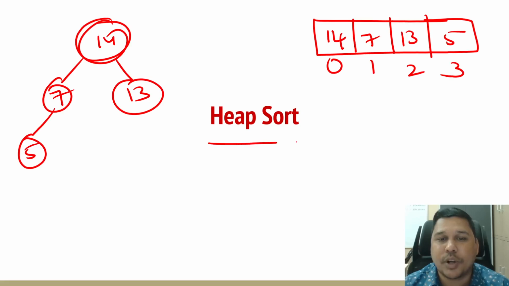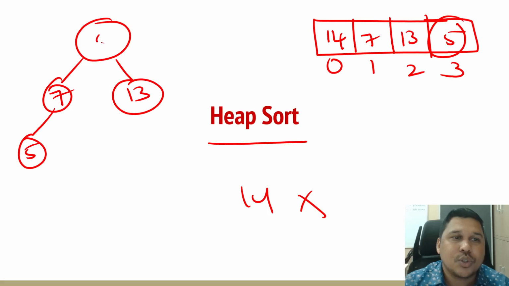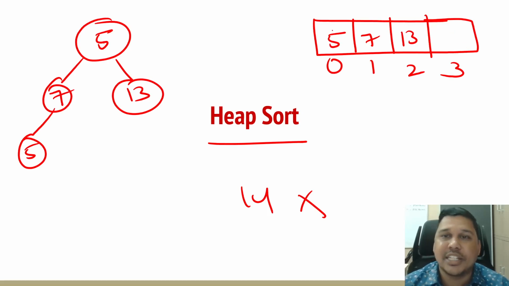The logic of heap sort is simple. Which element can we delete in heap sort? Only the root element. Delete 14. After deleting 14, what do you have to put here? The last element should come into the first location. So, 5 comes here. This 14 has gone, 5 comes here, right. 5 is shifted here, and you place 14 at the last location.